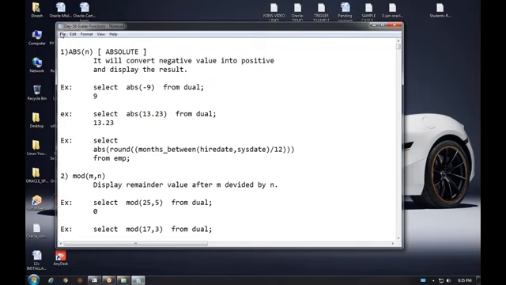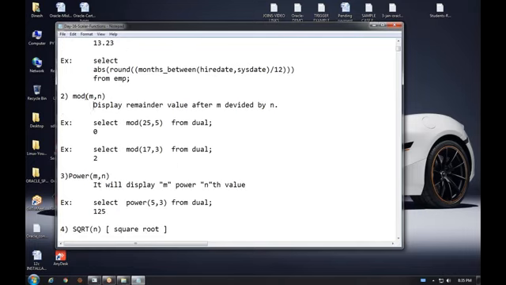Next one, MOD. MOD of m comma n. What is mod? Mod means modulus. In Oracle, we have arithmetic operators: plus, minus, multiplication, division. But we don't have any operator to display the remainder. The modulus function will display the remainder value after m divided by n.